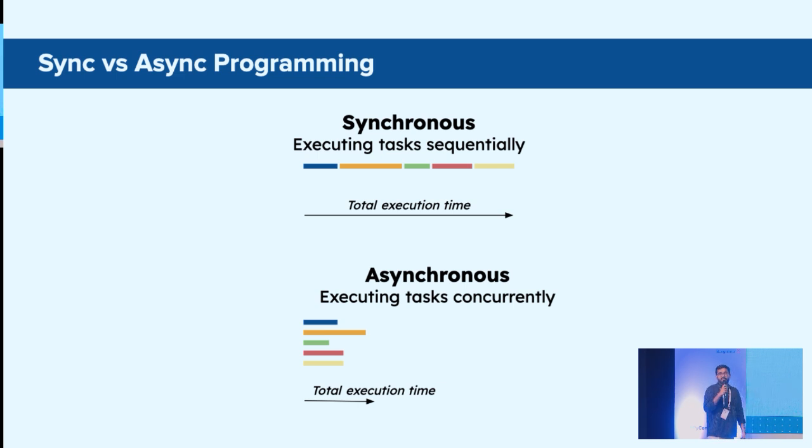Before we dig deep, let's have a quick look at the difference between synchronous and asynchronous. If you see, the color codes are nothing but tasks. In the case of synchronous, it's sequential. Once the blue task finishes, the next starts. And you see that there's an arrow for the total execution time. For asynchronous, you can see it can happen concurrently, and the total execution time is quite less as compared to synchronous.